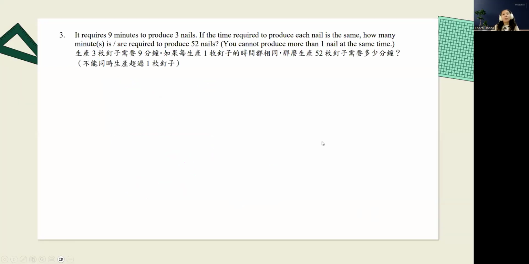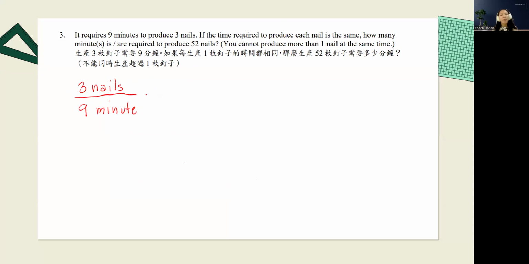Number three, it requires 9 minutes to produce three nails. If the time required to produce each nail is the same, how many minutes are required to produce 52 nails? You cannot produce more than one nail at the same time. So that means this is proportional. We can produce three nails in 9 minutes. So how many nails can we produce in a minute?